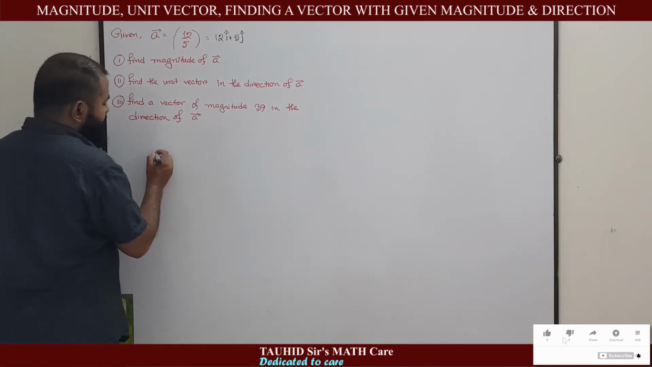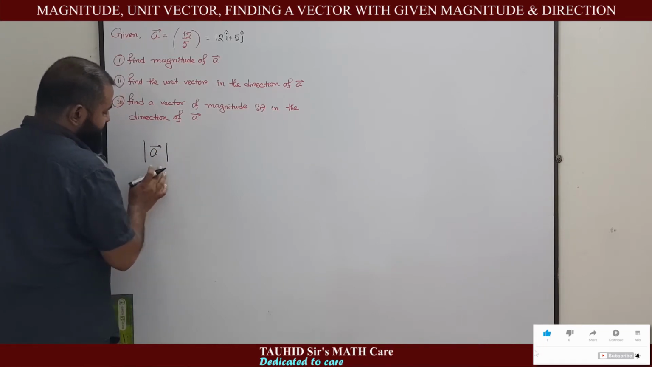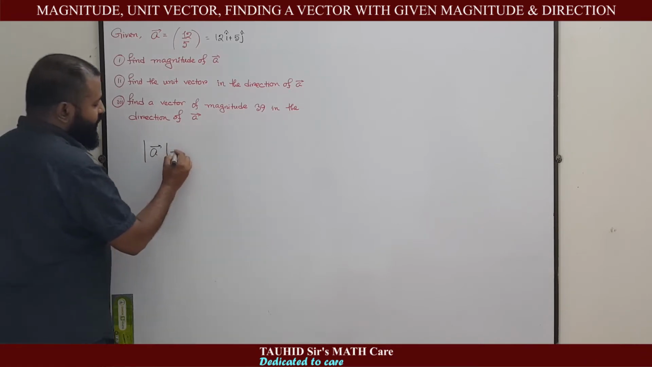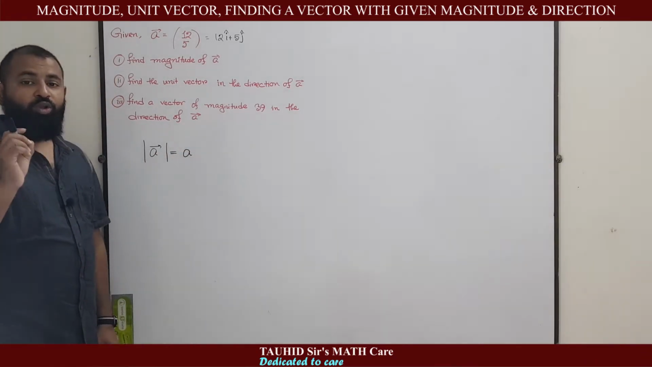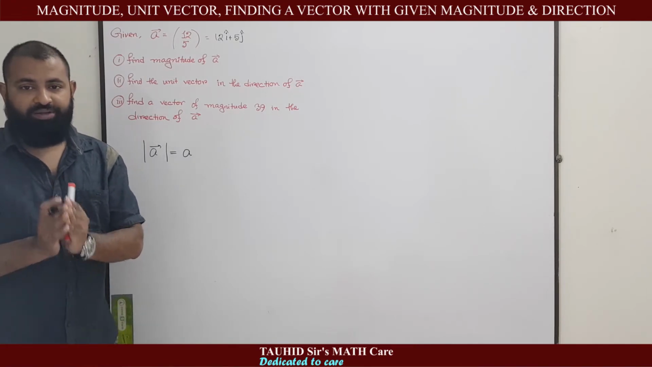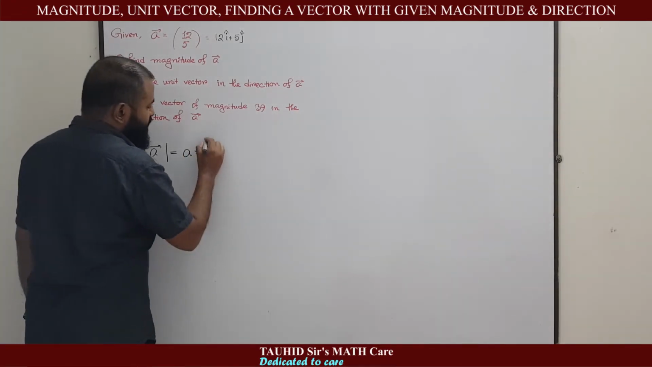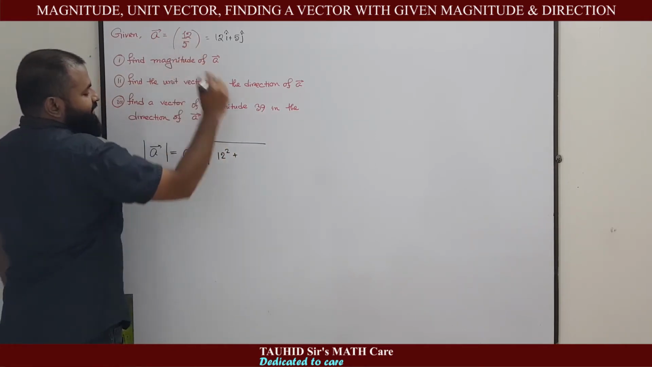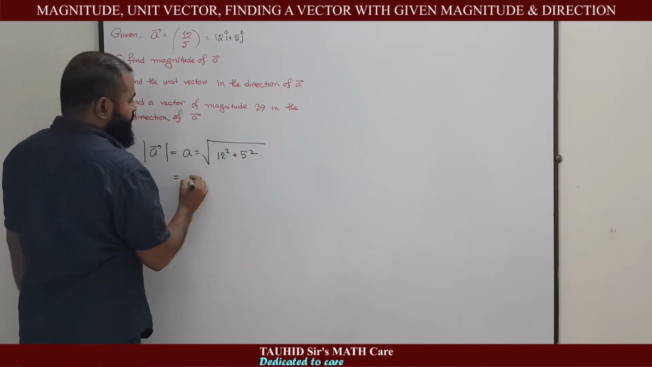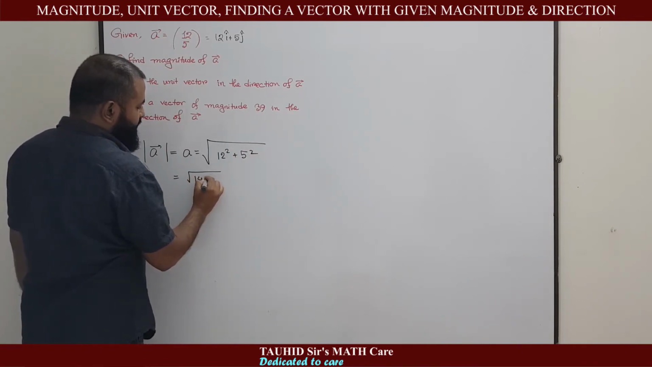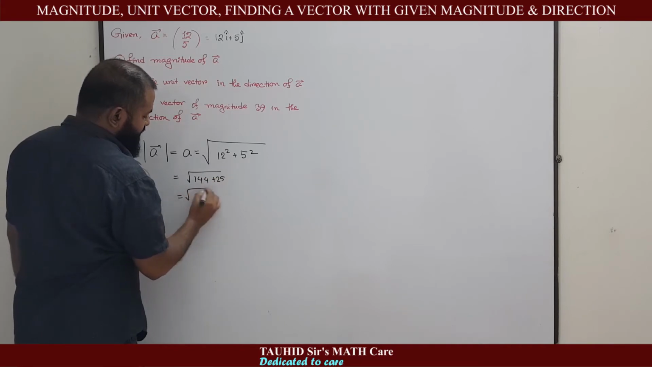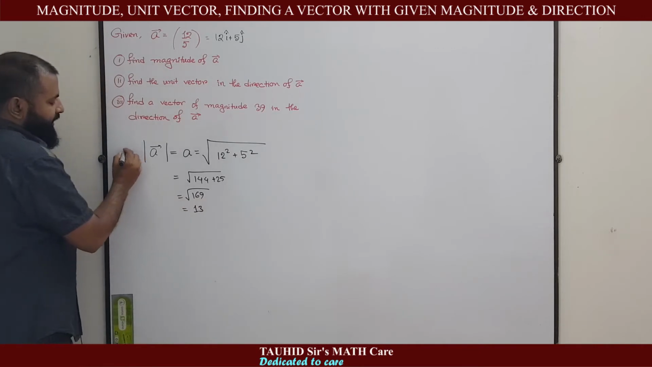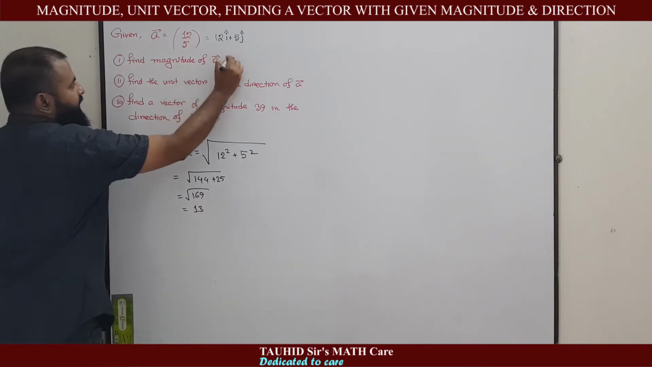First of all, the magnitude of A, we write it like this. We write the vector A inside a modulus sign, or we simply write A without any vector sign, equals root over delta x squared, 12 squared, plus delta y squared, 5 squared, equals root over 144 plus 25, root over 169, equals 13. Therefore, the magnitude of the vector is 13.